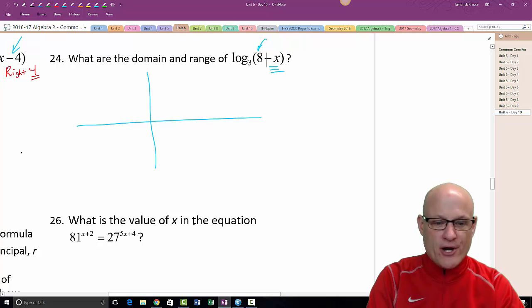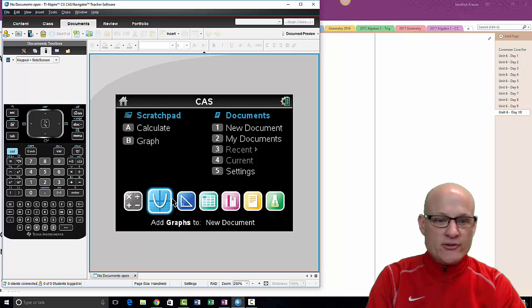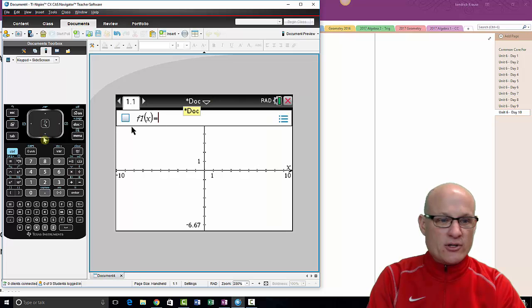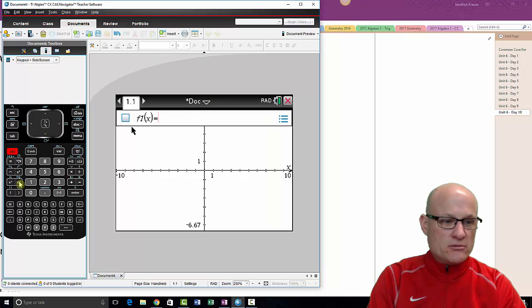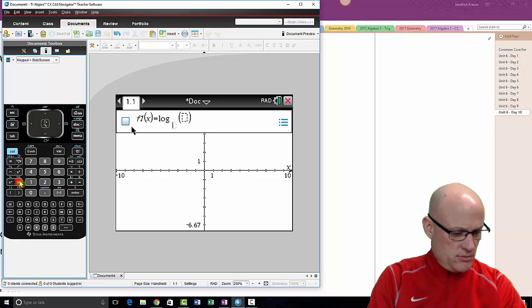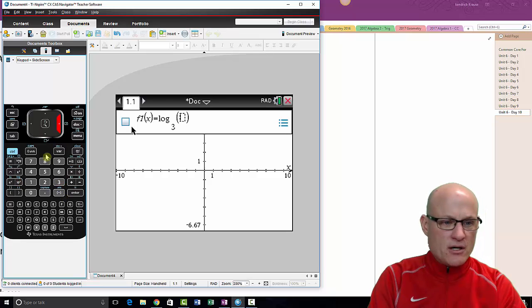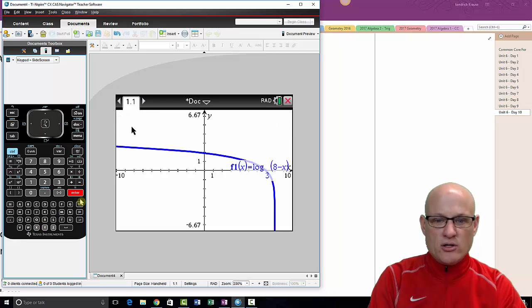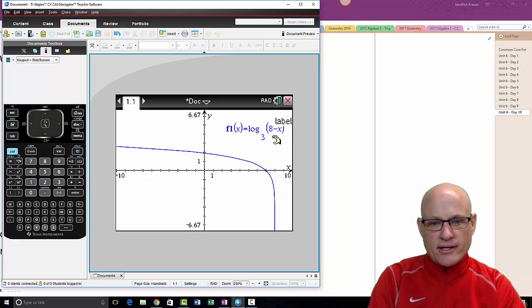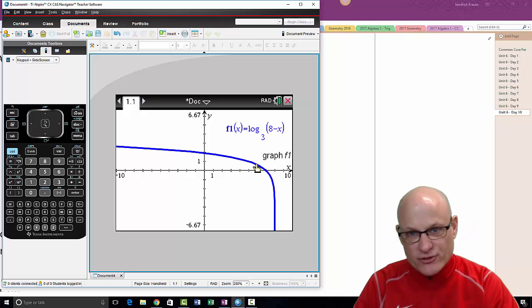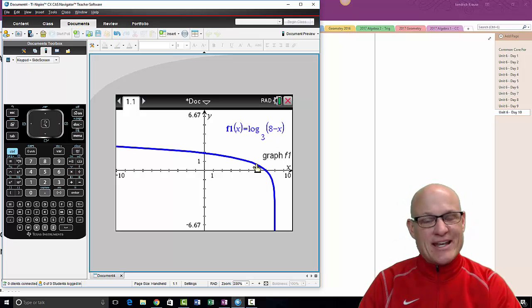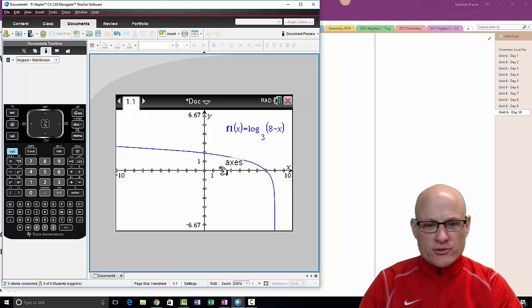Well, let's just graph it. If you don't know, graph it. It's not going to hurt you. So you graph log base 3 of 8 minus x. Oh, okay. Now it's a log function that's going in the other direction because it was a reflection in the y-axis. So it looks like 1, 2, 3, 4, 5, 6, 7, 8.